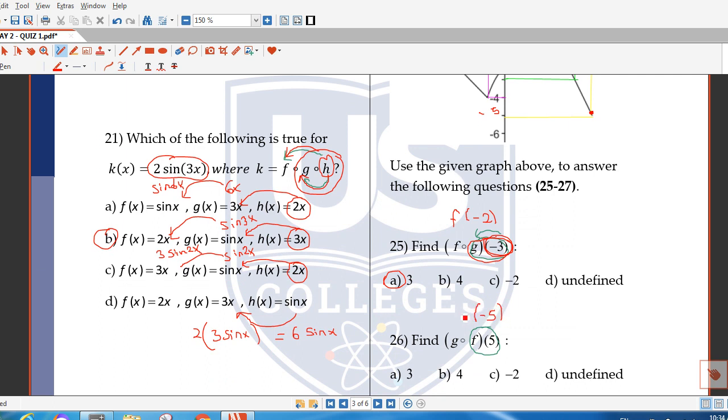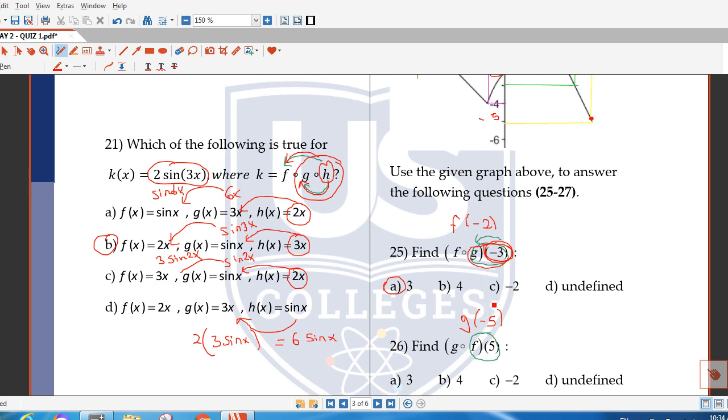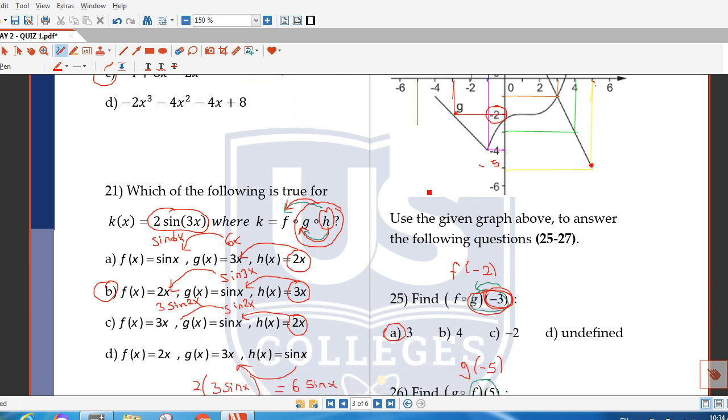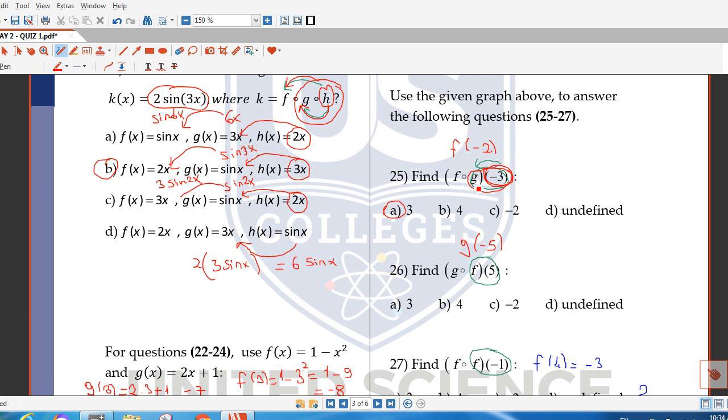So the question is g of negative 5. The logic is the same. On the x-axis, find negative 5, it's here. Go from this value through g, but do you see it is the end of the g function? There is no connection, it doesn't touch, so we are going to say undefined. So g of negative 5 is undefined. Answer is D.